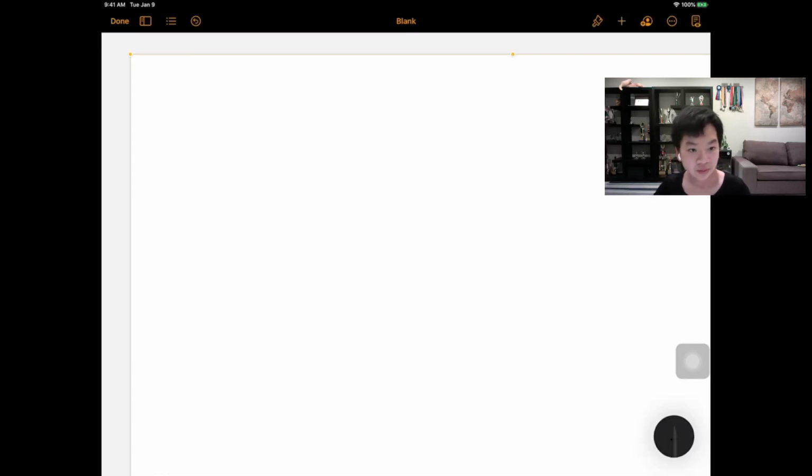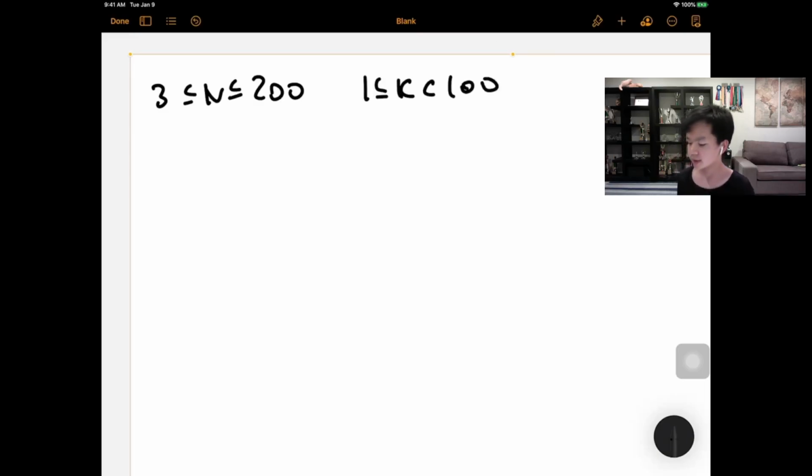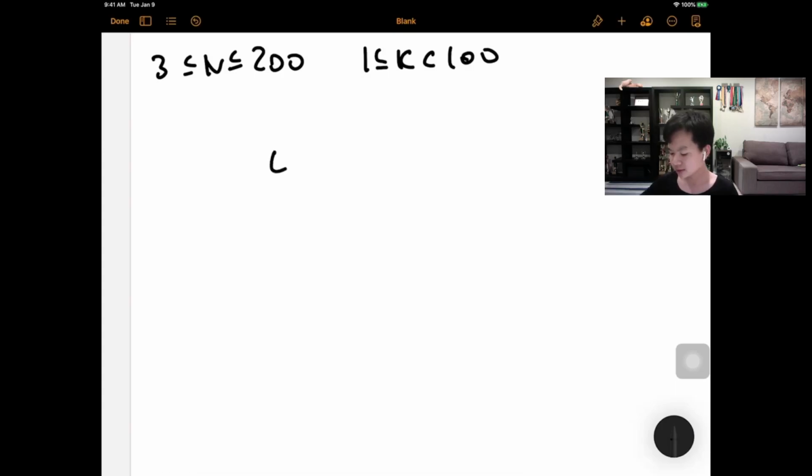Notice that n is in the range from 3 to 200, and k is in the range from 1 to 100. Also notice that we can never construct a tree that has an even number of nodes. If we want to construct a tree with 4 nodes, it's impossible, because we always start with the root, and every time we add new children, we have to add at least 2. So there's always an odd number of nodes in a valid tree.